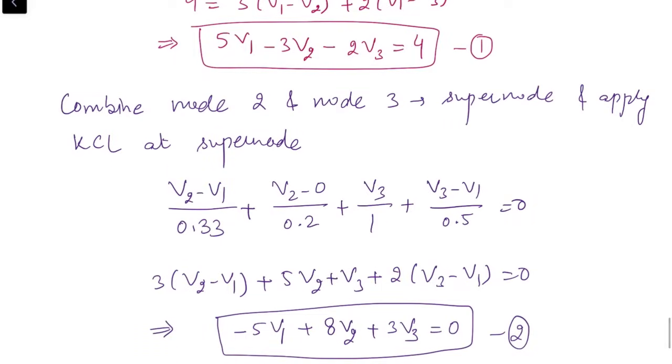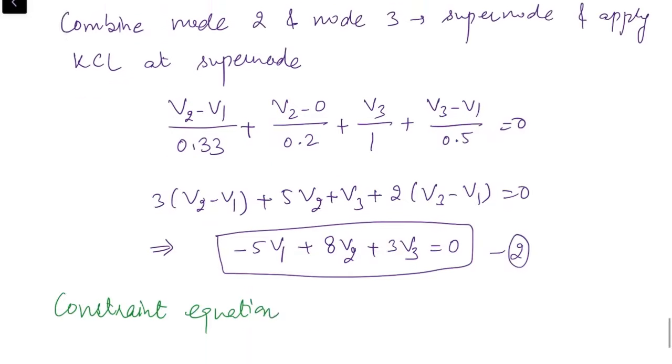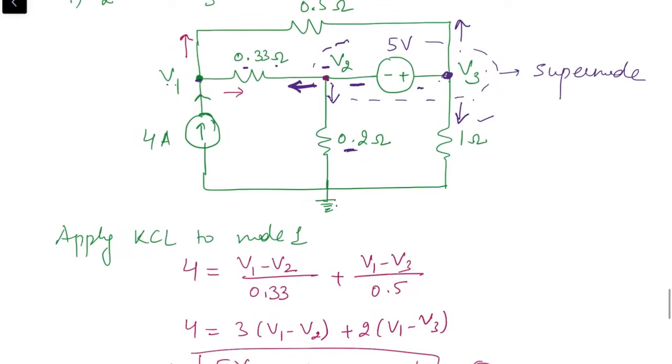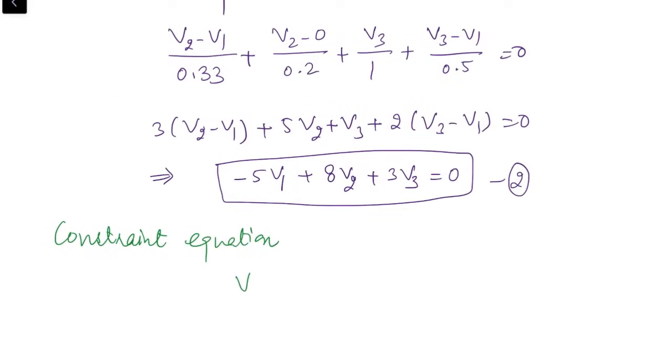Third equation will be a constraint equation, that is a constraint imposed by this voltage source. Now the 5-volt source positive terminal is connected to node 3. Its negative is connected with node 2. It means node 3 is at higher potential as compared to node 2. V3 minus V2 should be equal to 5. So this will be the third equation.